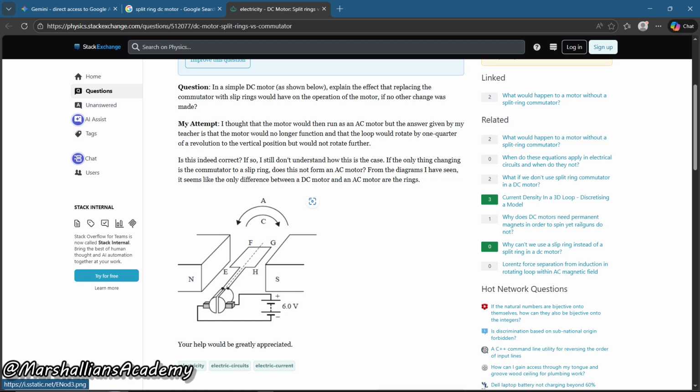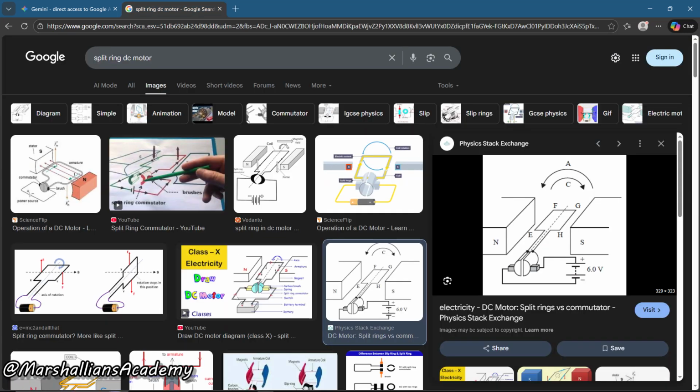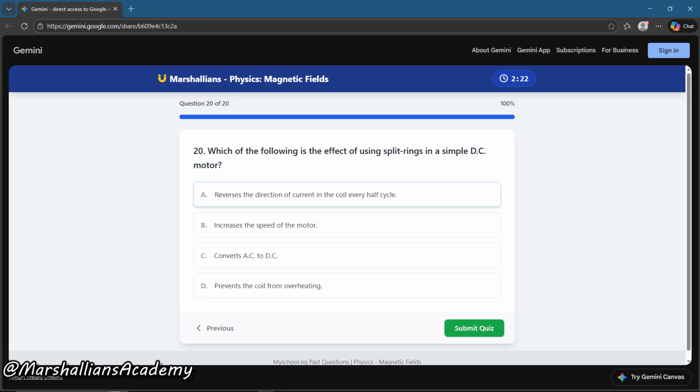Now to keep the armature spinning in the same direction to maintain the torque, so we want it to keep spinning like this, the flow of current has to reverse to keep it spinning in the same direction. That's what we use a split ring for. So a split ring's job is to reverse the flow of current so the armature can keep moving in the same direction to maintain the torque. It's very hard to understand without an animation.